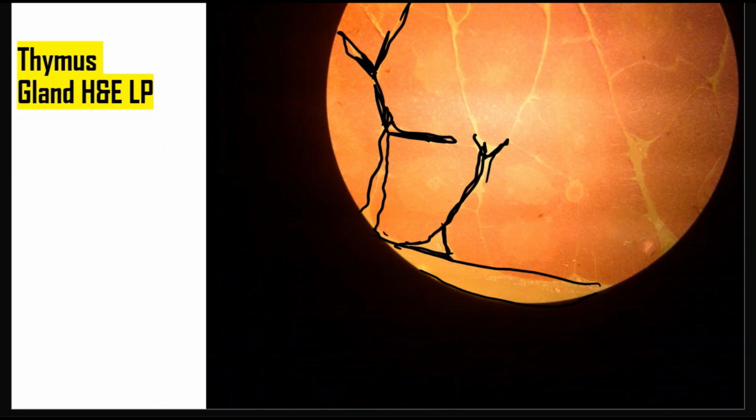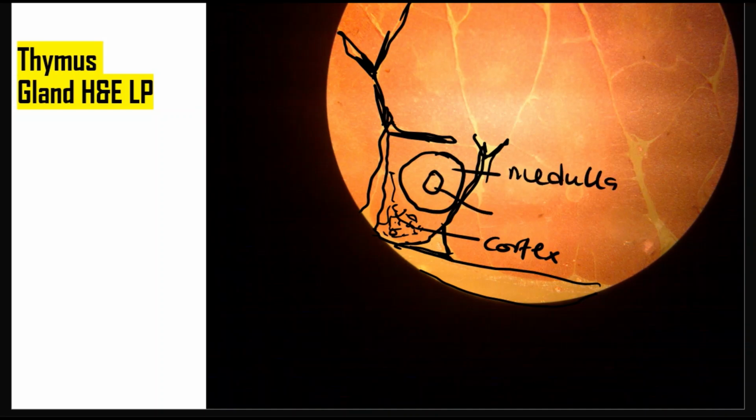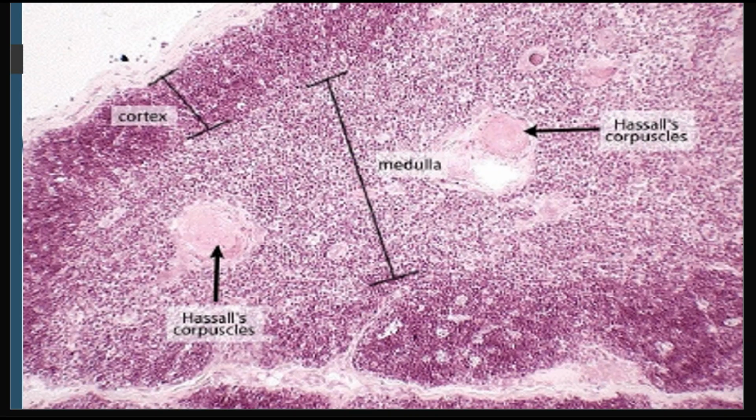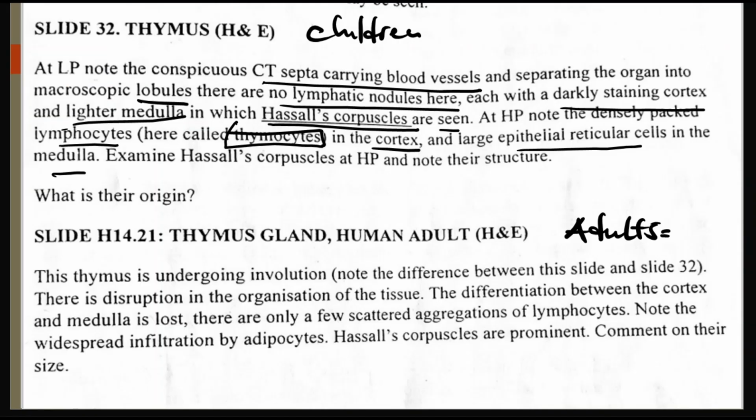Now, as you can see, this lobule has got this part here that is dark. This is called the cortex, and it has this part here that is light. This is the medulla. So this is the cortex of the thymus. This is the medulla, the middle region. Now the medulla has got these corpuscles, which are called Hassall's corpuscles. Okay, Hassall's corpuscles. It's very important for you to know those corpuscles.